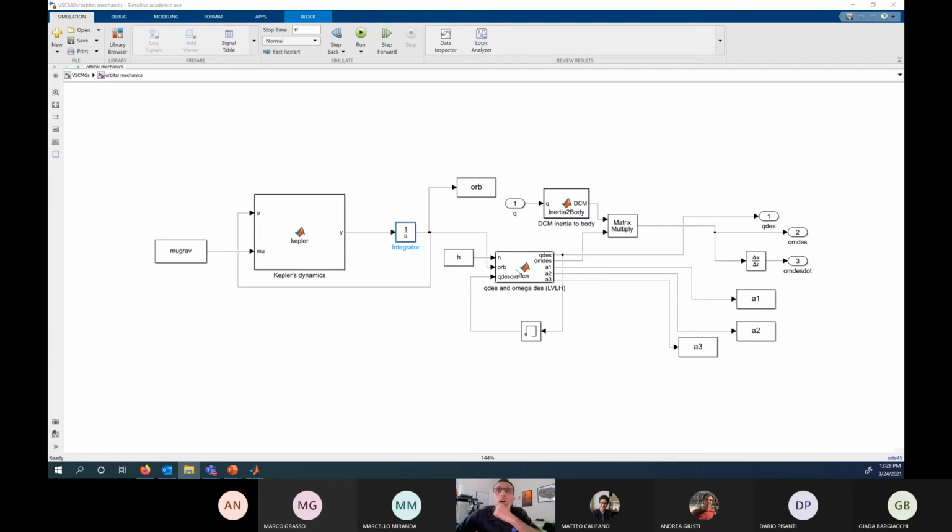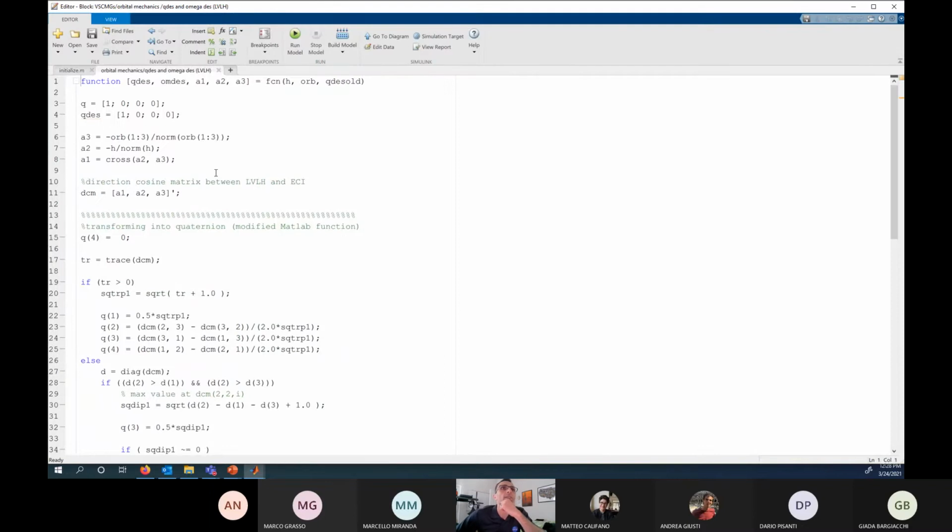Then, let's see what we have. H, the angular momentum vector, is also needed. This is the position and velocity because I integrate the orbit. And so what I spit out here is, in Cartesian coordinates, position and velocity. And then I am generating here the desired orientation. So for this assignment, the desired orientation will be being aligned with the LVLH, the LVLH that I have introduced today.